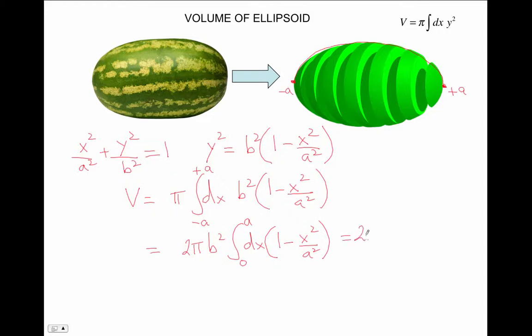Now that integral is quite trivial to do. That's 2 pi b squared. Inside we have a minus 1/3 a. That's because x squared gives 1/3 x cubed upon integration. And so finally we get 4 pi b squared a over 3. Now if a and b were the same, then this would be a sphere, and we'd again get back to the formula for the volume of a sphere.